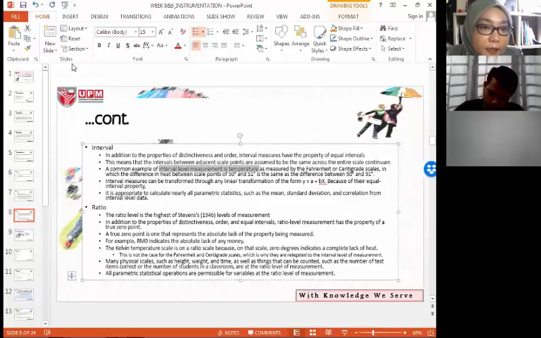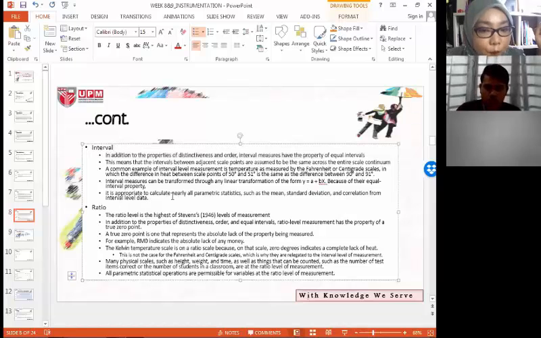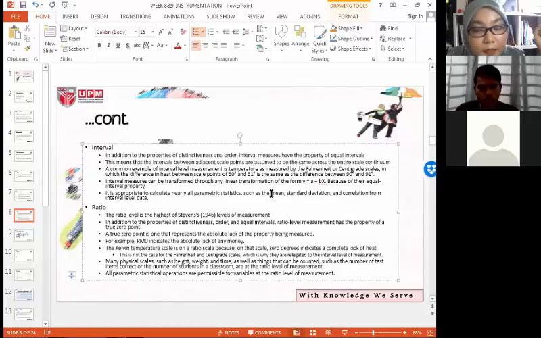Okay, so again in this interval compared to ordinal, okay, the property ni, the differences between number 1 and number 2 tu, they have similar interval. So that's why we know exactly the differences between 1, 2, 2 and 3, 3 and so on. Okay, and then if you have the variable with this scale of measurement, it is appropriate for you to calculate the mean, standard deviation and correlation. Okay, clear about interval? Example of the interval yang paling senang adalah temperature.